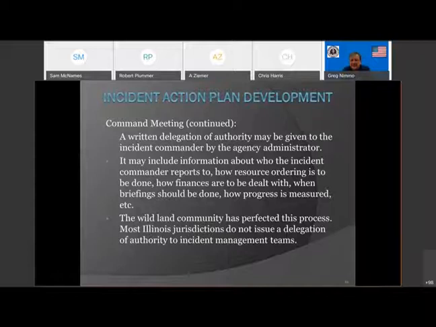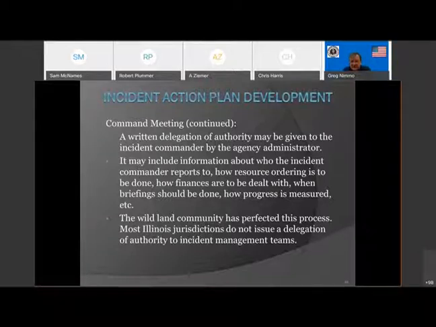Most Illinois jurisdictions do not issue a delegation of authority, but that's something that the incident management team command staff is looking real heavy to try to get to do, because that pretty much lays out exactly what needs to be done. One of the things you run into in these instances, if you're going to go in and help manage that incident, is you have to have a really clear view of what it is you're expected to do while you're there.